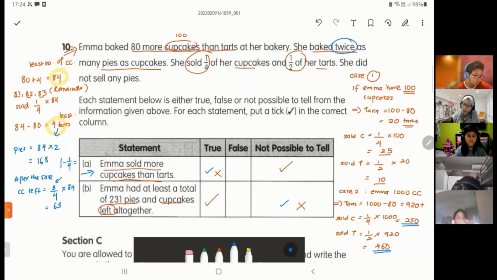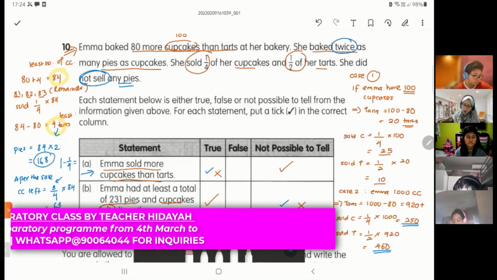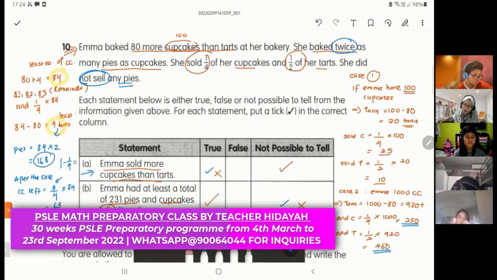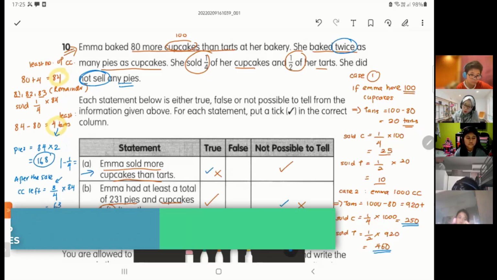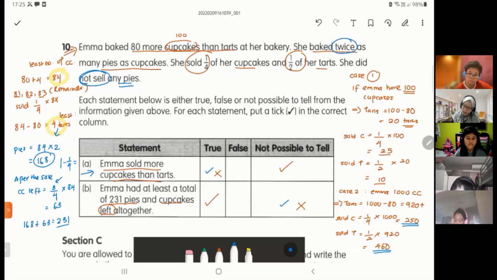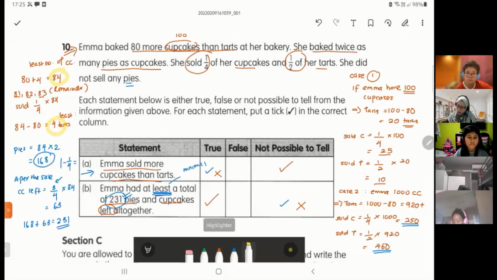There was no selling of any pie, so the pies remain the same. The 168 pies remain the same. So 168 plus 63 equals 231. So the answer is correct, right? They say at least. At least means the minimal, the smallest. That's why I went and found the least number. Can you see why I find the least? Because they say the least total. Okay, the answers are not possible to tell and true, right?